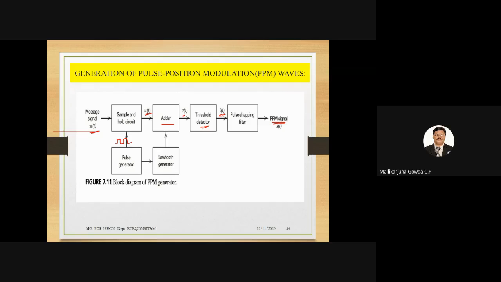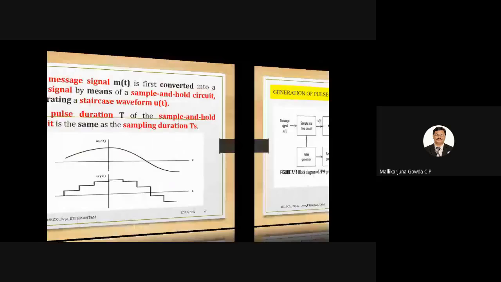That will be added with the sawtooth generator, then given as input to the threshold detector. Depending upon the threshold value, the output of the threshold detector will be pulses. Then that will be given as input to the pulse shaping filter to get the proper PPM signal. So I will show you the waveforms, how this happens here.